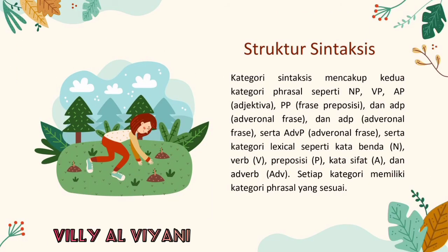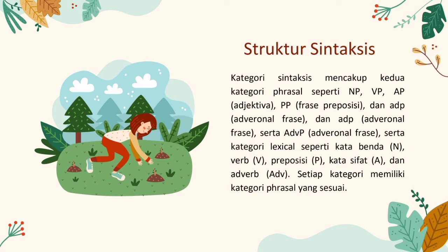Okay, next is syntactic structure. Syntactic categories include both phrasal categories, such as NP, VP, AP or adjective phrase, PP or prepositional phrase, and adverbial phrase, as well as lexical categories such as noun, verb, preposition, adjective, and adverb. Each lexical category has a corresponding phrasal category.